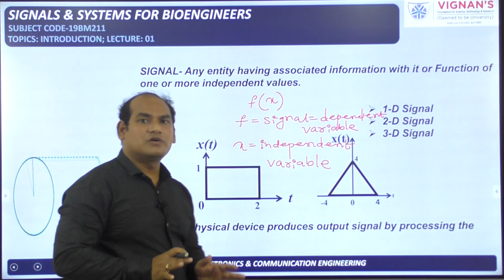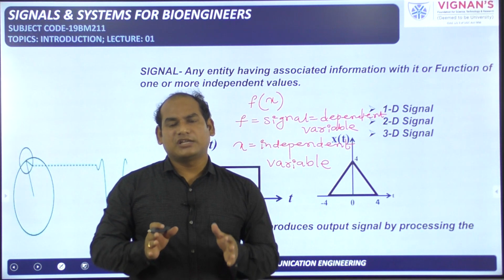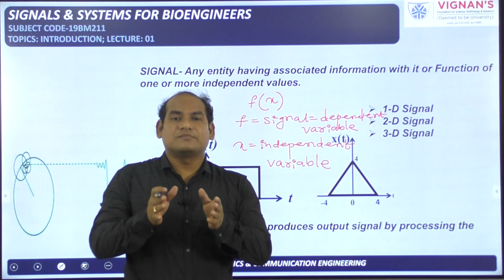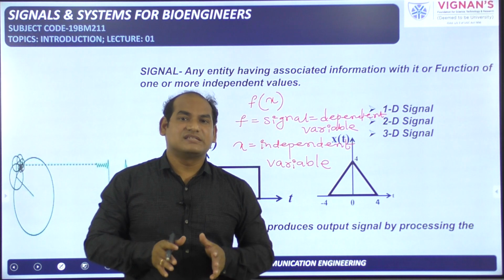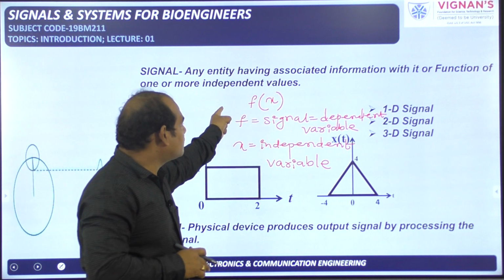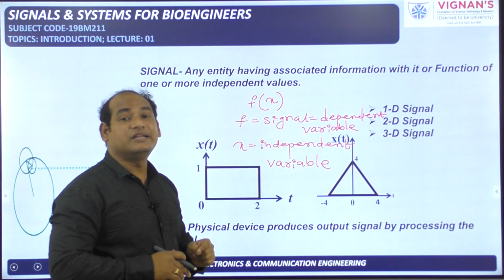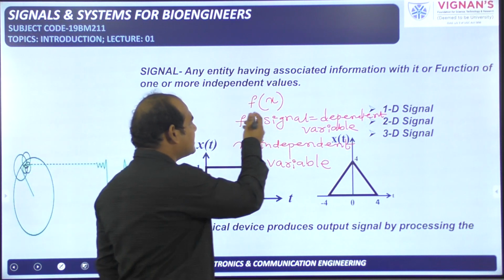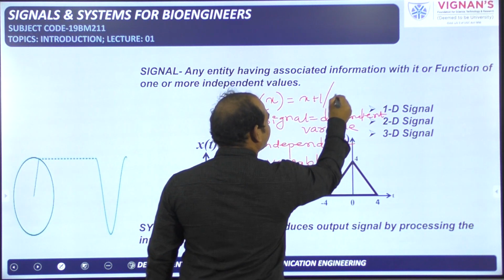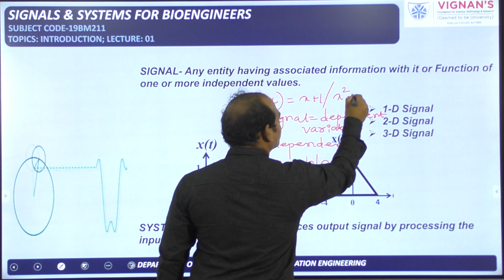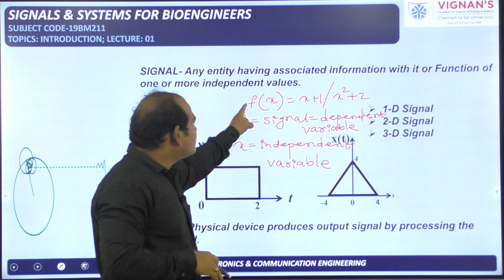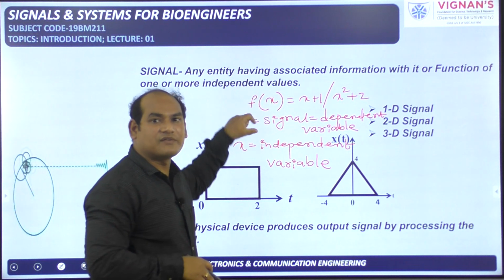So like this you have to remember. Signal is nothing but if you get this f of x in your mind, then the meaning of f of x is that f is defined in terms of x, or the dependent variable f is defined in terms of the independent variable x. This relation can be anything, for example x plus 1, or x square, or x square plus 2, whatever it may be. But f is defined in terms of x. That is the meaning of f of x.